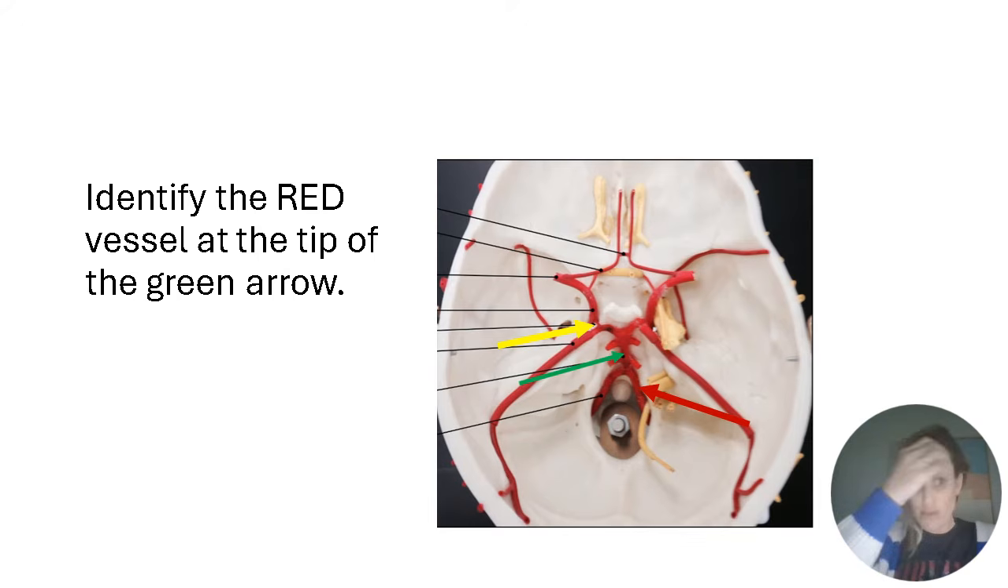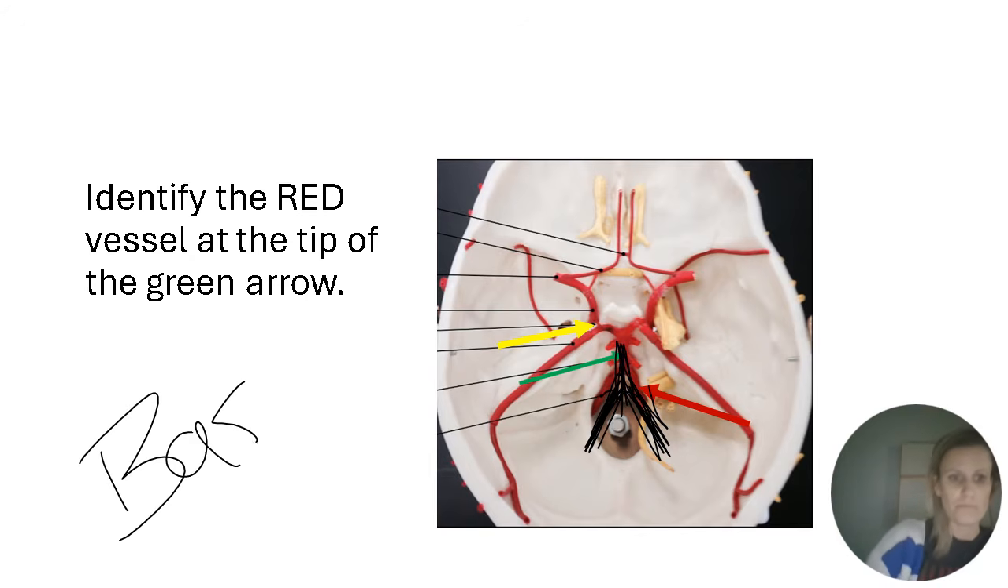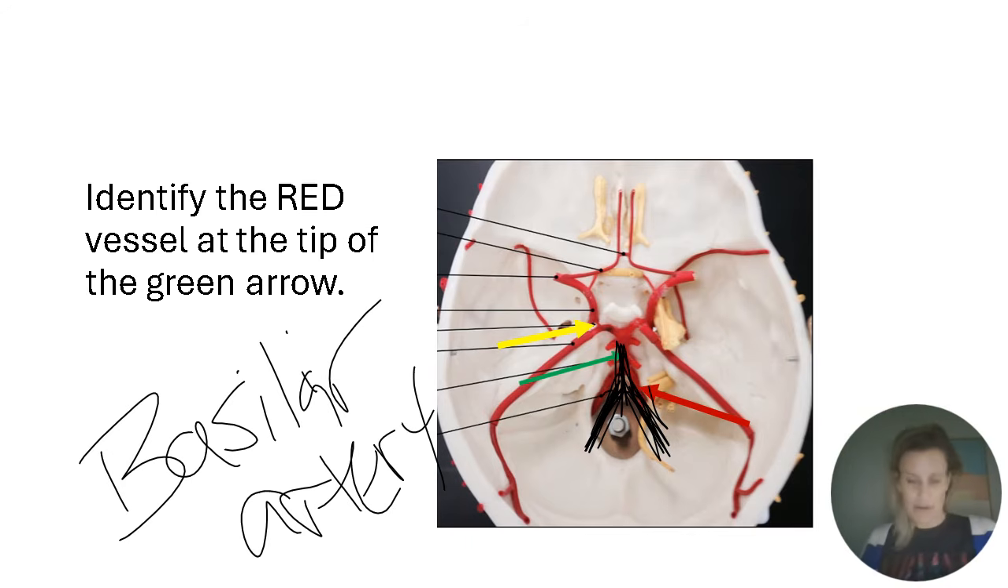Identify the red vessel at the tip of the green arrow. So previously we mentioned that these two vessels coming in through the foramen magnum, that these were the vertebral arteries, right? The left vertebral artery and the right vertebral artery. Those merge with each other, and this one vessel that they become is the basilar artery. The basilar artery. There's no left and right because there's just one.